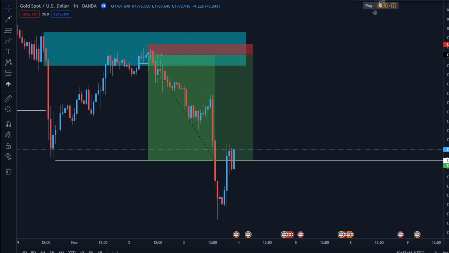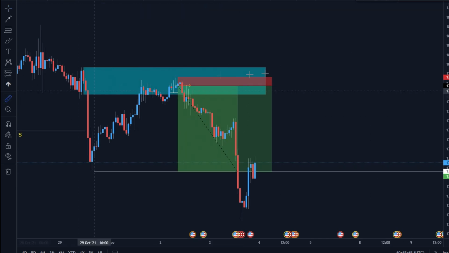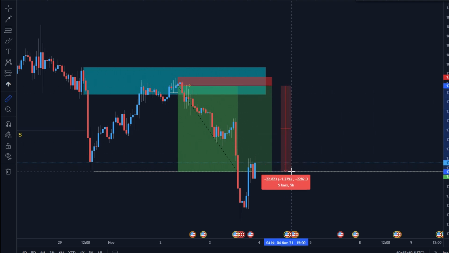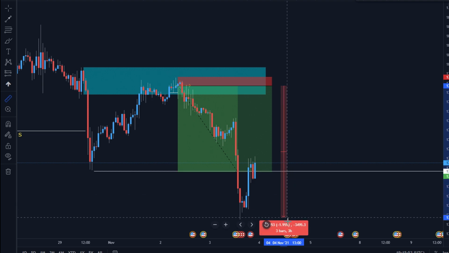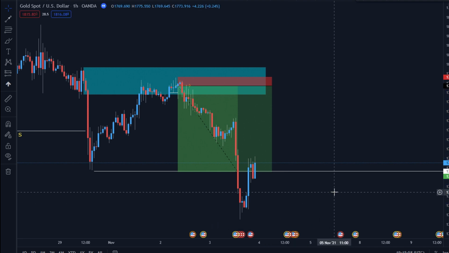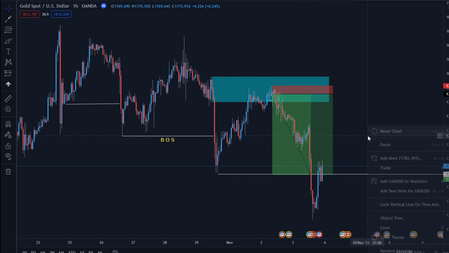Bam. So this was a beautiful 10R, or if you want to call it, it was over 220 pips. The actual swing point was just over 350 pips. And this is how you trade smart money, okay?